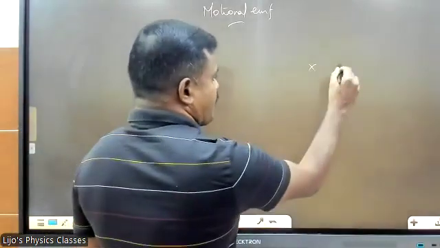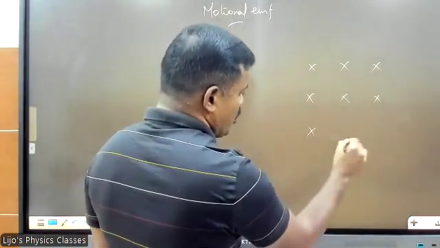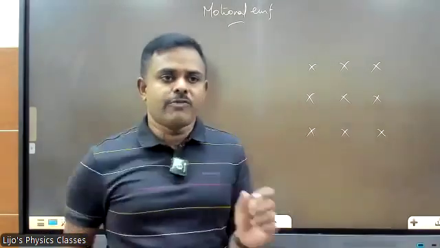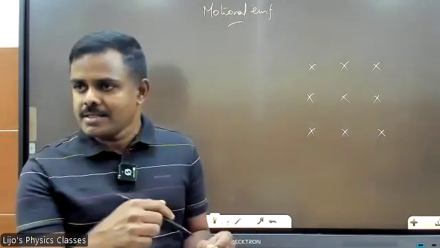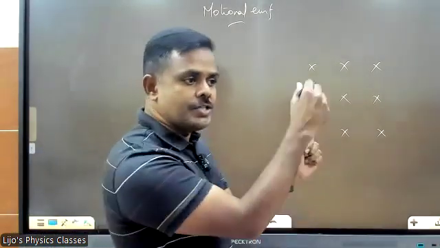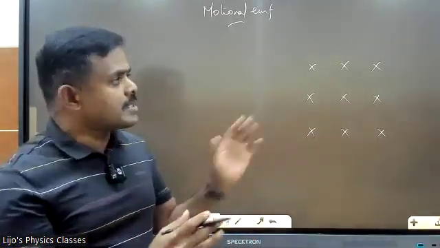We have a magnetic field which is into the board. These are into marks which represent what? Magnetic field that is into the board, right? Magnetic field can be represented either with dots or with into marks. Dot would mean what? Dot is out of the board, right? Whereas into mark is into the board. Got it. So I have a magnetic field which is into the board.